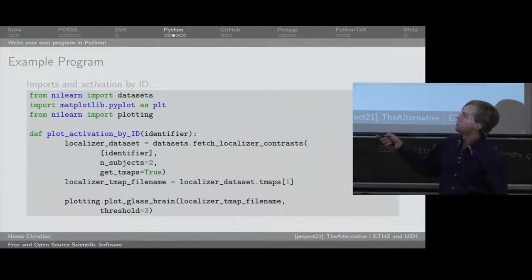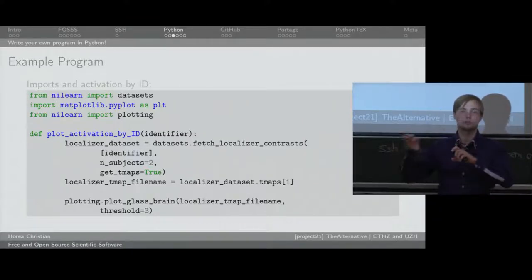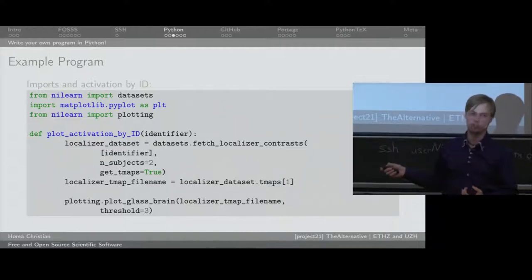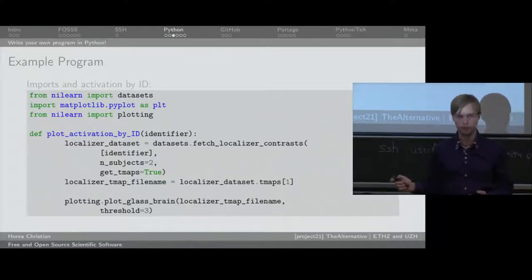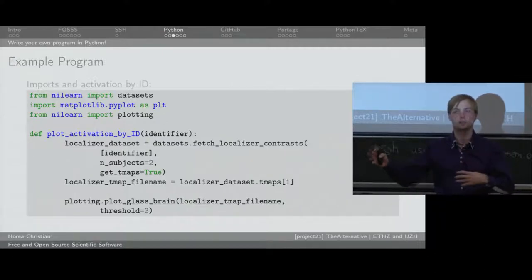And once you do all of that, we can plot it. Plotting, which is the module which we imported here, plot glass brain. Glass brain is a nice way to visualize the brain. It's like a transparent brain through which you can see the activation. And here you select the localizer tmap file name, so the location from which it should take that activation map, and the threshold. Practically, you're thresholding everything which has a t score of over 3, meaning that you do this so that you don't have colorful pixels everywhere in the brain, but you have colorful pixels where you have a high certainty of differential activation between two conditions.